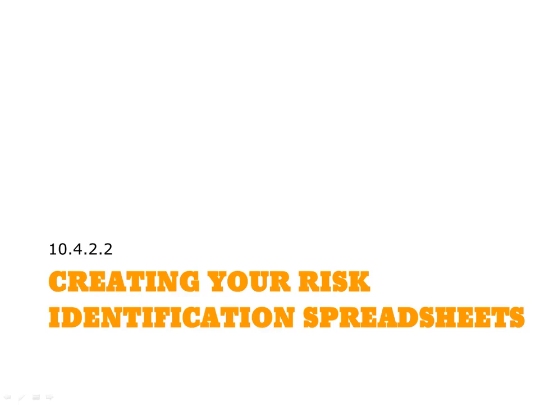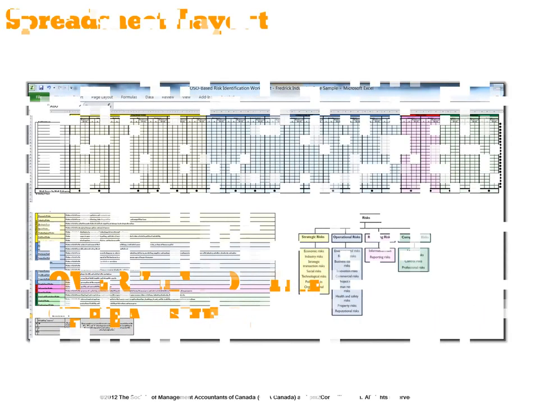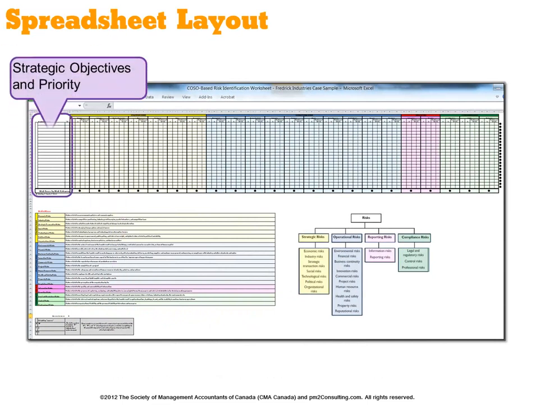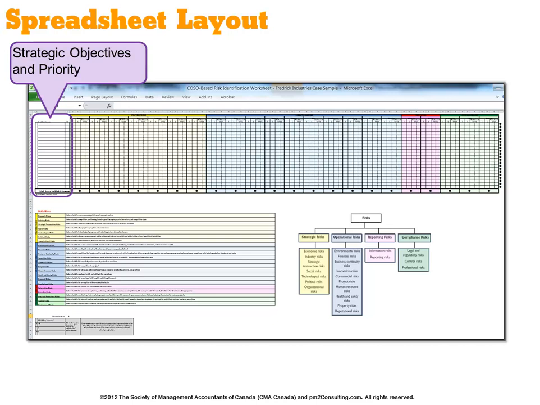This vignette provides you with a quick overview of the identification spreadsheet. If you are just a user and don't plan on making any changes to the spreadsheet, you may not need to review this video. The spreadsheet itself looks a bit like this. In the top left corner, we have an area where you'll be putting in the strategic objectives and priorities that you completed in the first step.